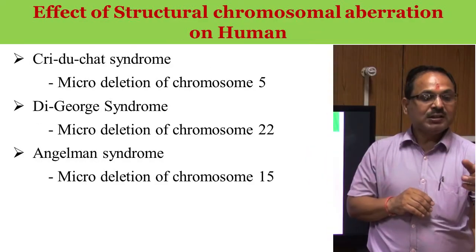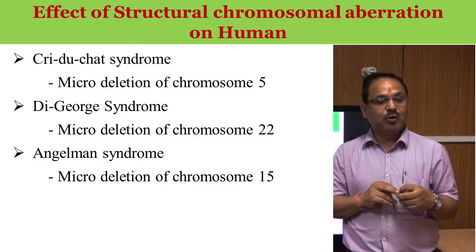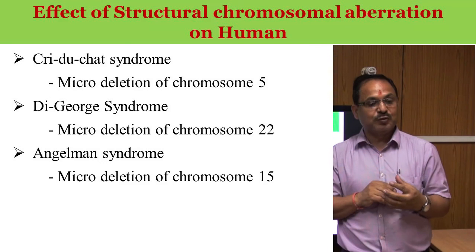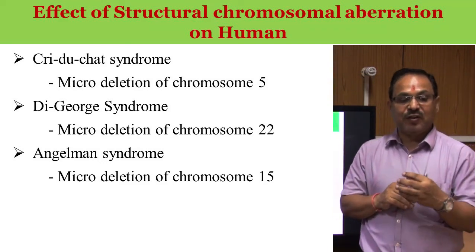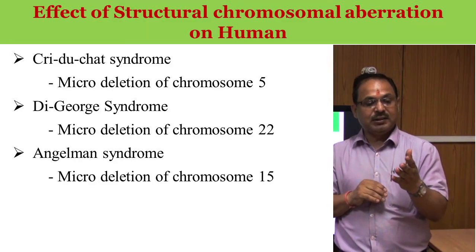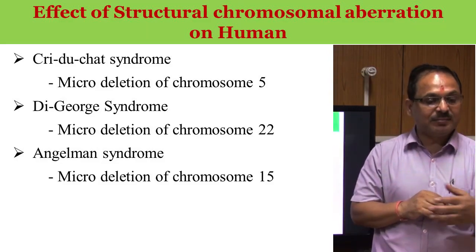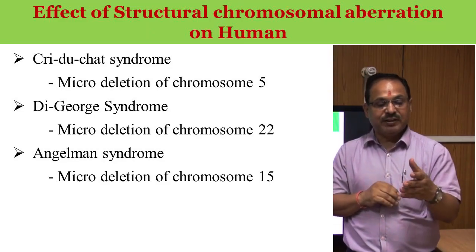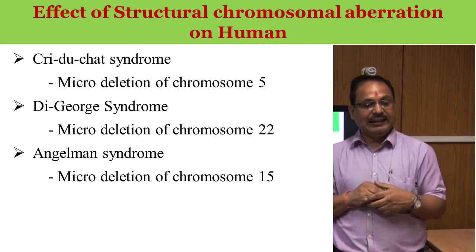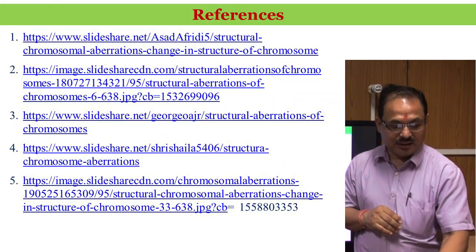chromosomal aberration. Some structural aberrations in human beings cause different syndromes through deletion of different chromosomes. For example, when microdeletion of chromosome 5 in humans takes place, it produces cri-du-chat syndrome, and in contrast, when chromosome 22 is deleted, it produces another type of syndrome, the DiGeorge syndrome. And if chromosome 15 is deleted from the human chromosome, then it produces Angelman syndrome. It is very dangerous, deleterious. And some of the references we can see here for this lecture.